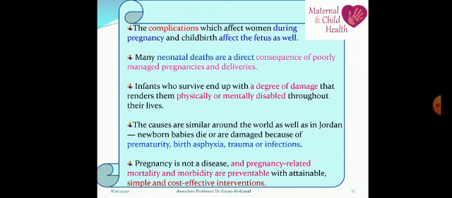The causes are similar around the world, as well as in Jordan. Newborn babies die or are damaged because of prematurity, birth asphyxia, as we mentioned, and trauma or infection. One of the complications of some pregnancies is prematurity. Prematurity means the woman delivers before 36 weeks of gestation. You know that pregnancy is 40 weeks, and if the mother delivers the baby before 36 weeks, the baby is called a premature baby.